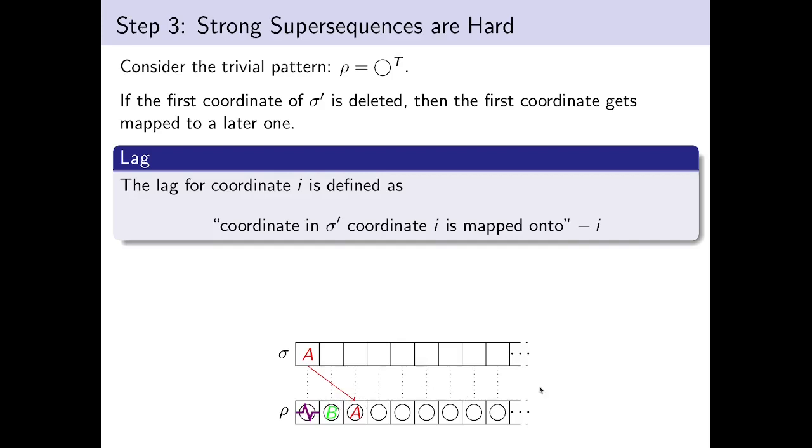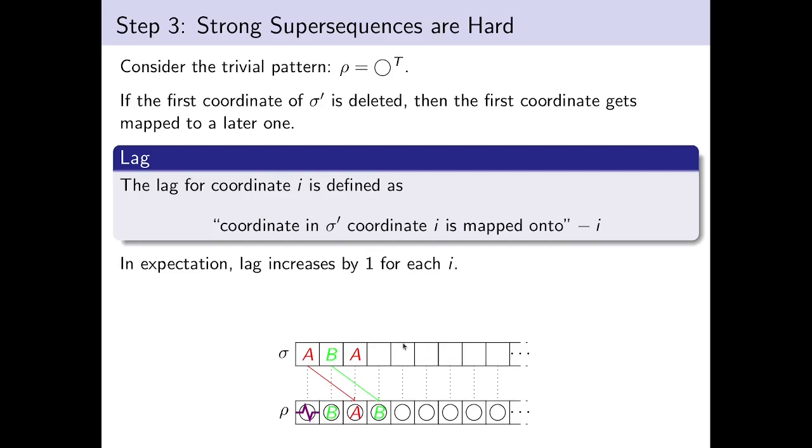But something very interesting happens when we take a look at the next term, say the B, because the B might map onto the next one, in which case the lag will remain the same. Or it might map onto the one after that with probability a quarter, in which case the lag will increase by 1. And you can actually analyze this and see that for every single one of these coordinates I, in expectation, the lag increases by 1. So as we step along sigma, the lag keeps increasing and increasing and increasing by 1 each time in expectation.